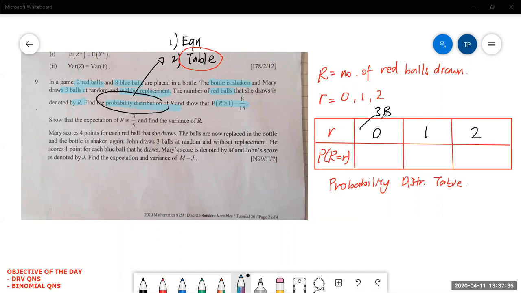So how to get 3 blue balls? It will be 8 over 10 times 7 over 9 times 6 over 8. Make sense? Yeah. Okay, how do we get one red ball? One red means we have two blues. Correct? But the thing is, we do not know whether it is the one red first or the two blue first. So much that times factorial or something.